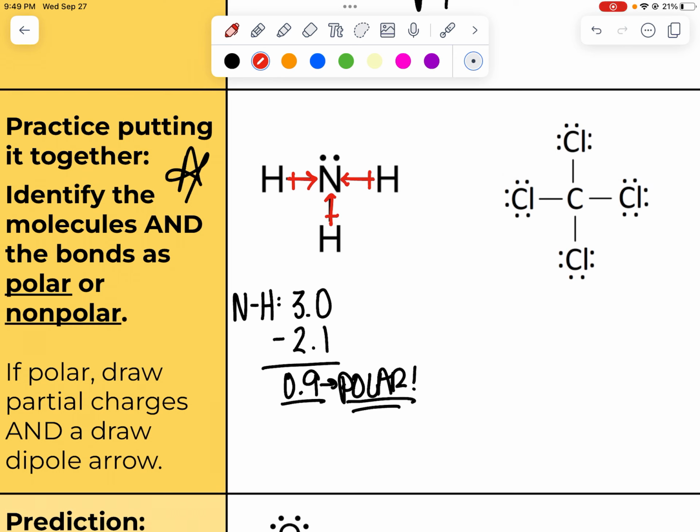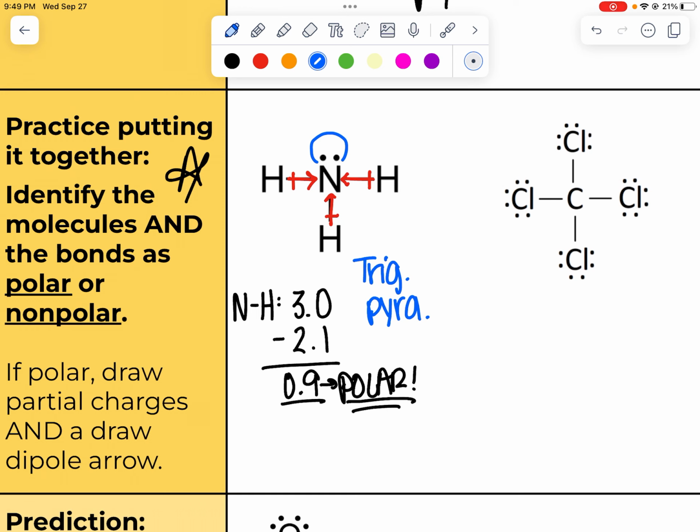So now I've taken care of the bond polarity, but now what I have to do is figure out the molecular polarity. If I take a look at this molecule, I notice that it is not symmetric. I have 3 atoms attached to the central atom, and I have 1 lone pair on that central atom. That tells me that this is trigonal pyramidal. This lone pair is sitting on top of the atom, pushing those hydrogens down away from it.